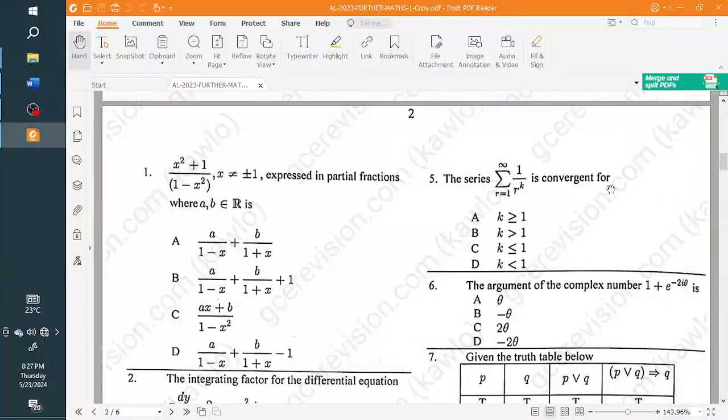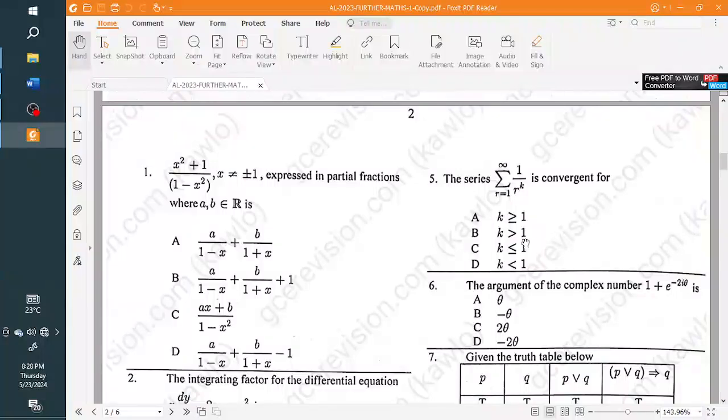Alright, the series is convergent for... So when is this series convergent? This is what we call the p series, because generally we usually have the sum from r equal to 1 to infinity of 1 over r to the power p, and we call it the p series. And the p series converges whenever p is strictly greater than 1. So clearly the answer is k is strictly greater than 1.